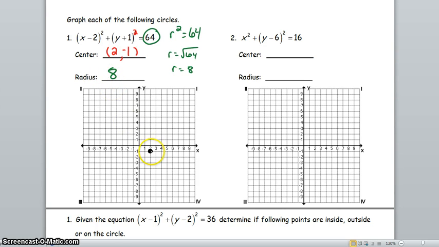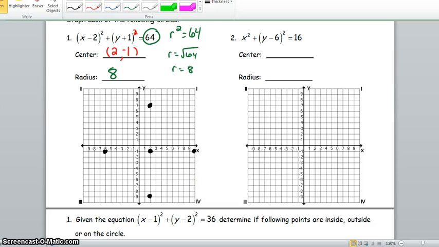You go to the center of your circle and count up 8 units, down 8 units, right 8 units, and left 8 units. Put those 4 points in. That represents your radius. 1, 2, 3, 4, 5, 6, 7, 8 points up, 8 points down, 1, 2, 3, 4, 5, 6, 7, 8 points to the right, and 8 points to the left.